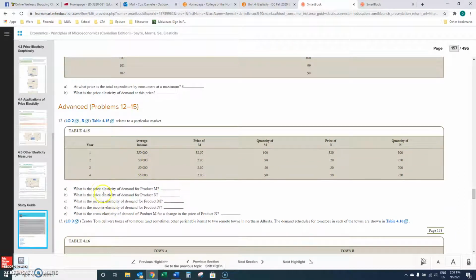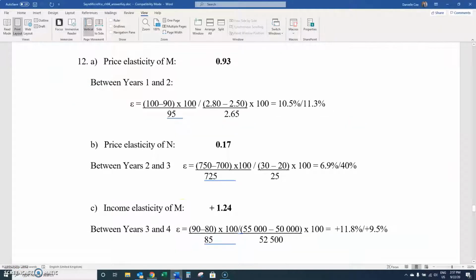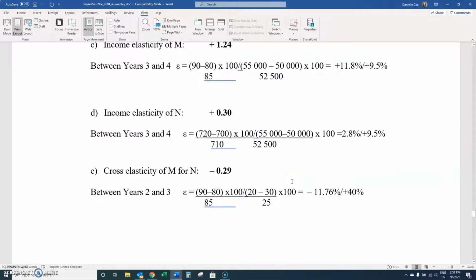Here, you're asked to find the price elasticity of demand of product M and N, income elasticity for the same two products, and then the cross elasticity. The solution has the formula all there, so it's very straightforward. You just have to plug the numbers into the formula.